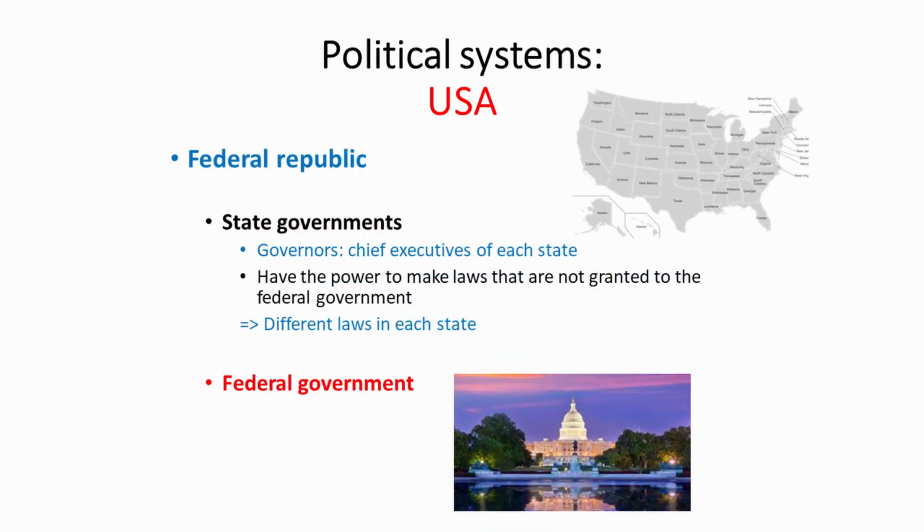Moving on, the United States of America, as I mentioned, are a federal republic, which means we have state governments and one federal government. The federal government is the most important one, but the state governments still have quite a lot of power, which they can use in their own states. The head of the state government in each state is called a governor. It means the governor is the head of each state government.